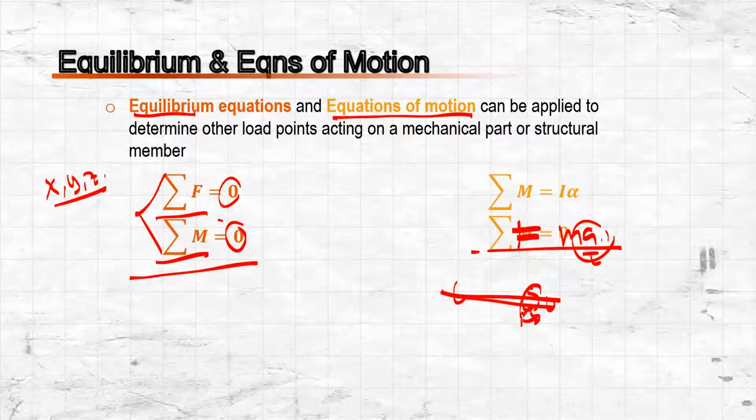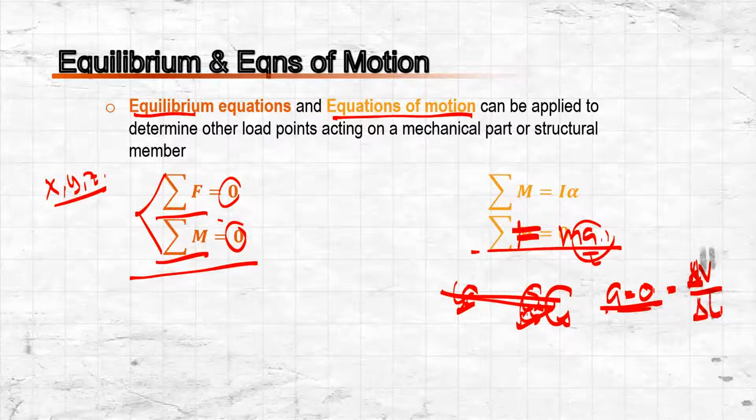a constant speed. Okay, so even though this one is in motion, usually in mechanical systems this has constant velocity. So if the velocity is constant, then the acceleration is zero, because acceleration is simply delta v over delta t. If there's no change in velocity, then this is 0. Okay, so going back to the equations of motion, we use this equation: summation of forces is equal to ma.